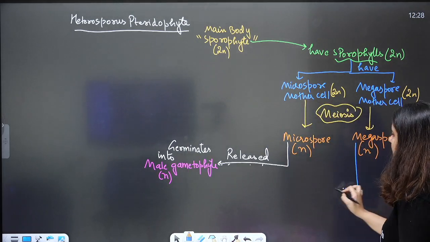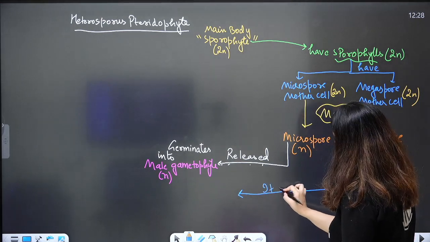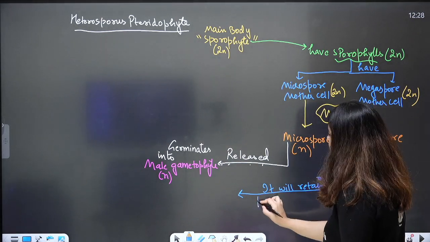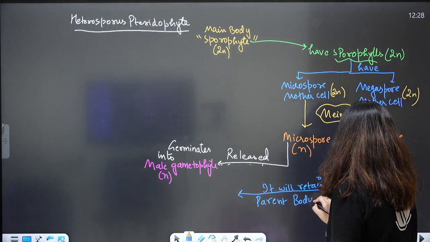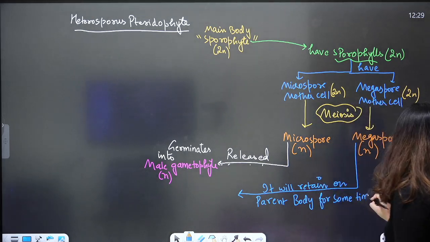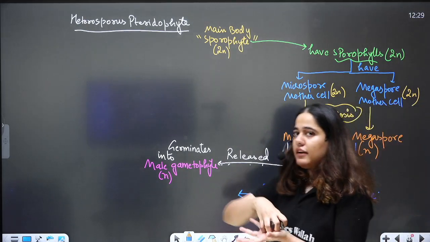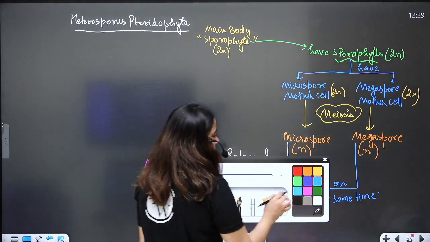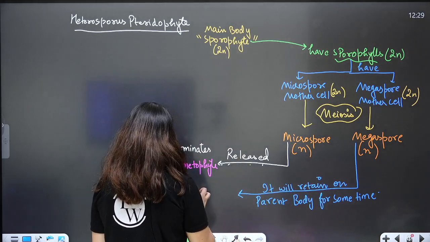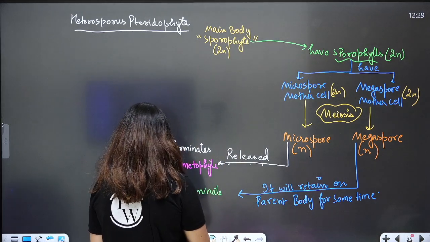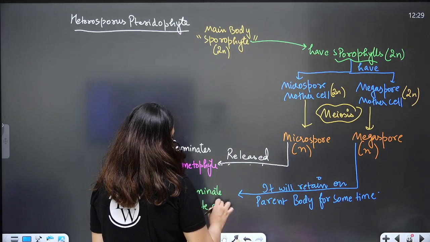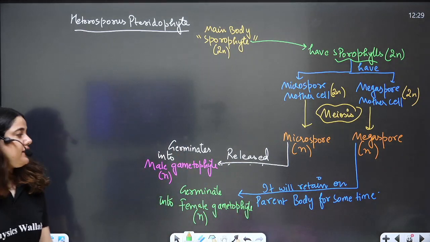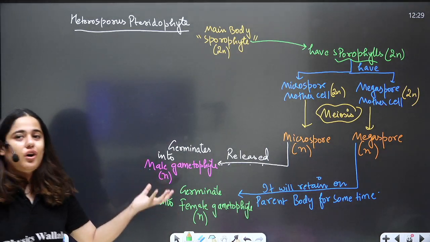Now what will happen to the megaspore, beta? It will be retained on the parent body for some time. The male spore will get separated from the parent body, but the female spore has some attachment issues. So it will be retained on the parent body and germinate into the female gametophyte. So this male gametophyte is independent, but the female gametophyte is formed on the parent body.